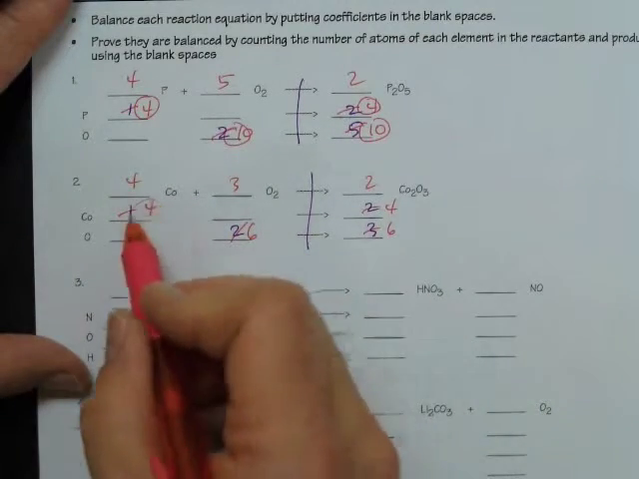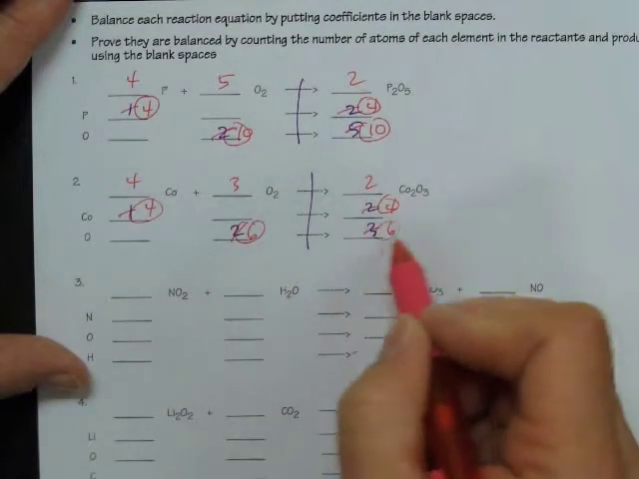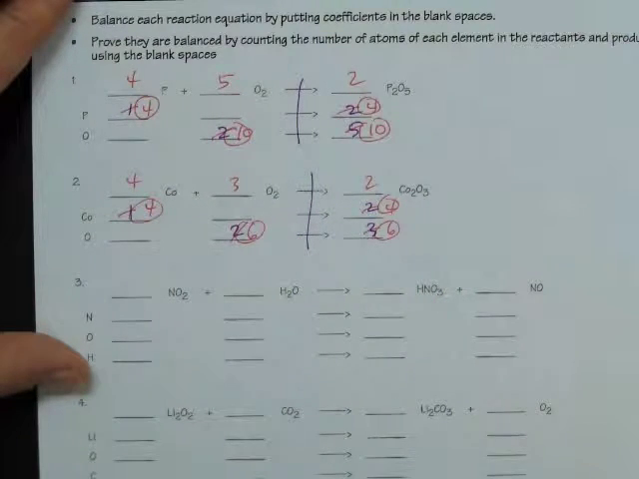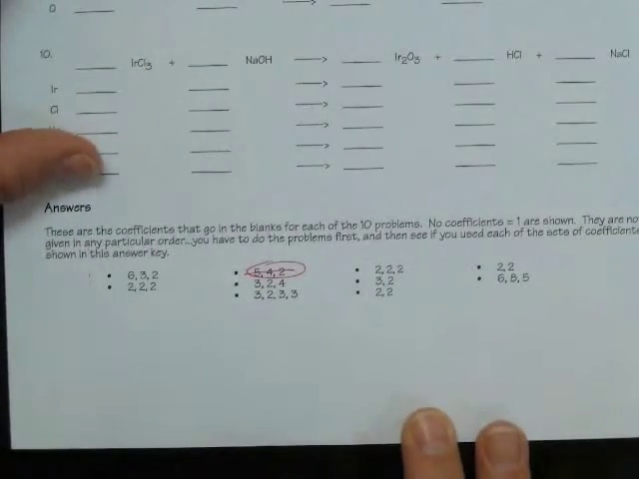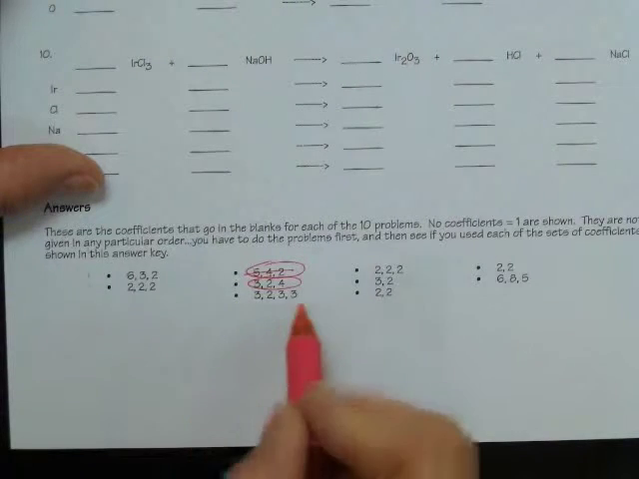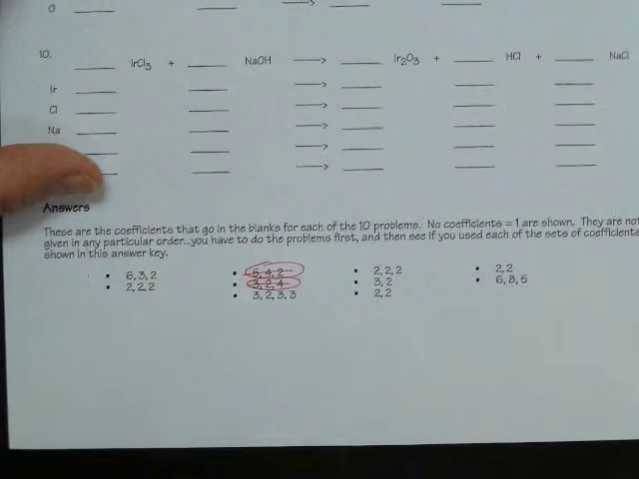So what we're trying to do is get the same number of atoms of each element in the reactants and the products by changing these coefficients. 4, 3, and 2. Let's see if there's any of those on the back here. 4, 3, and 2. Here it is right here. Not the same order, but still the same set of numbers.